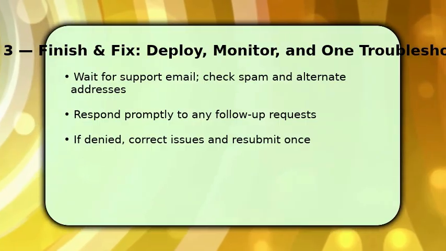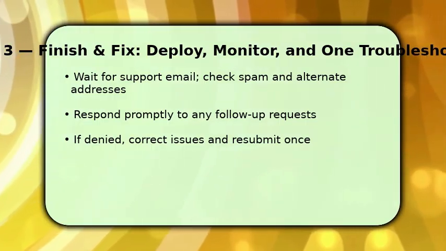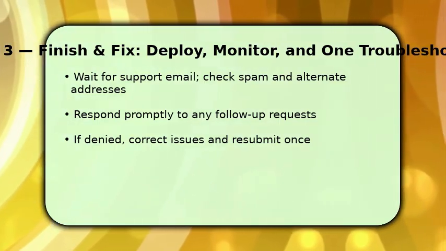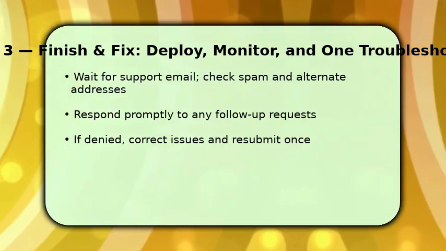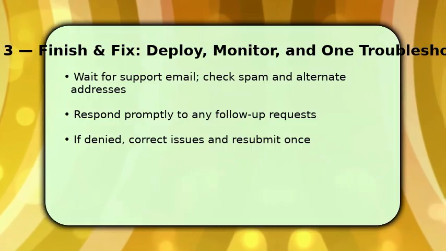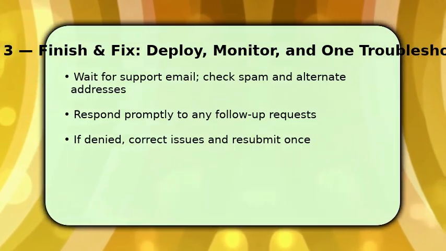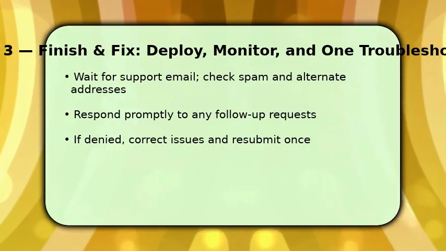If your claim is denied, review the rejection reason, correct the specific issue like image clarity or mismatched info, and resubmit one time with improved evidence. Troubleshooting tip: if you don't get email, check spam, archived folders, or alternate addresses you might have used.